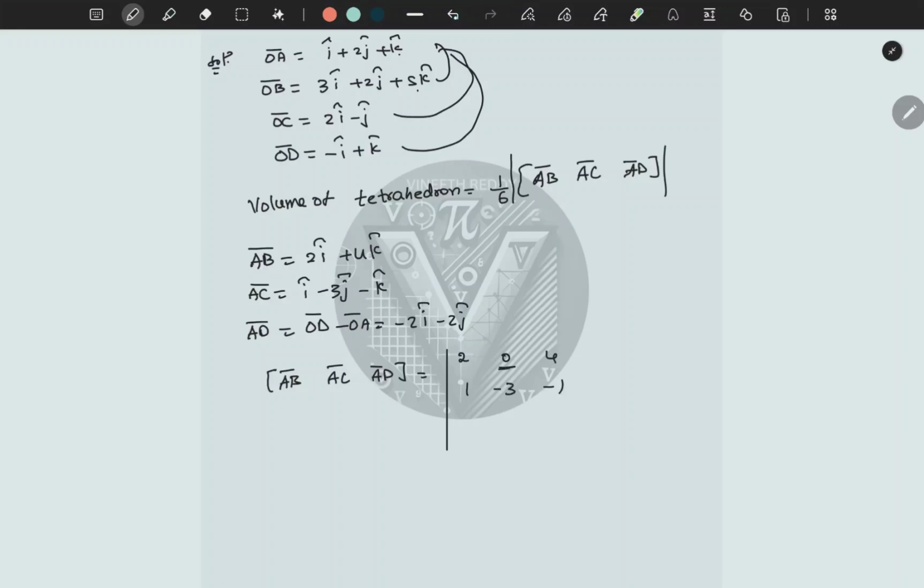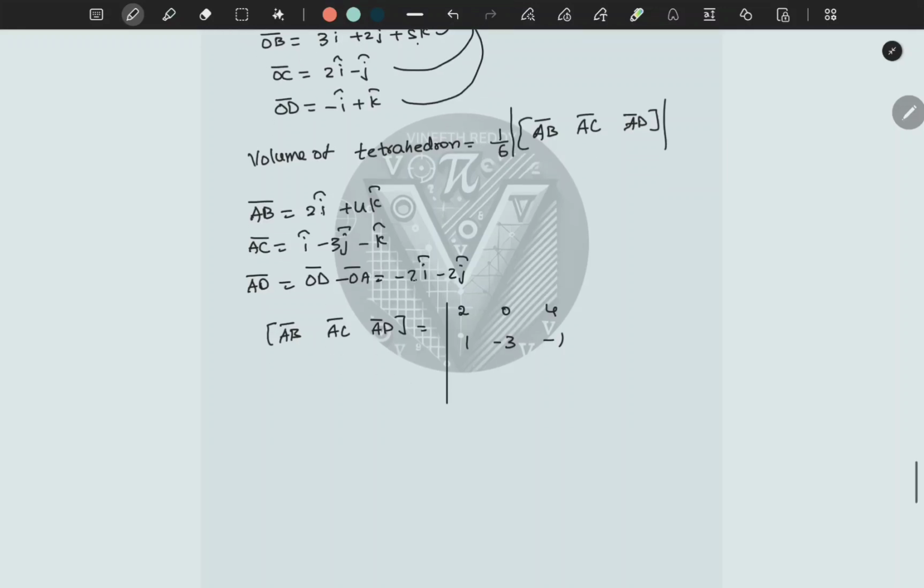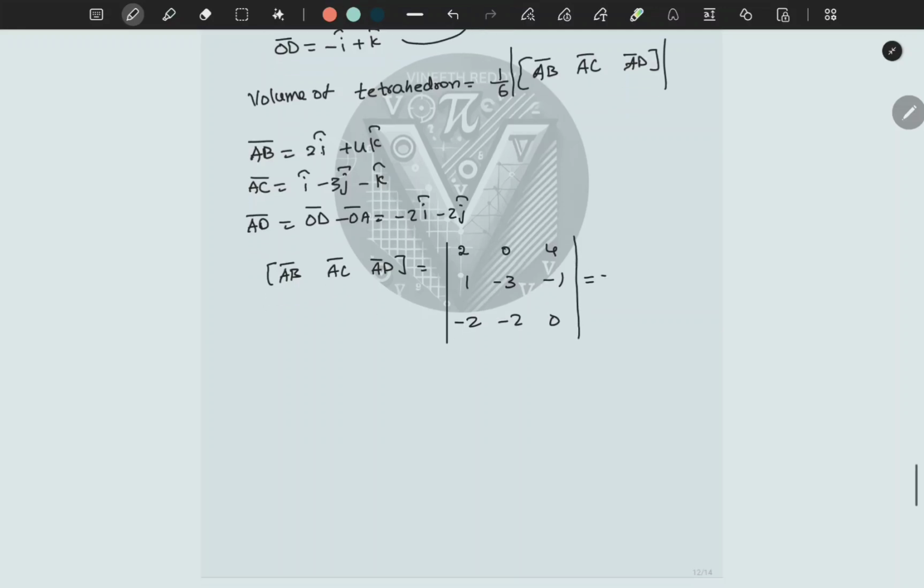Why is 0 written here? Because we have 2i cap plus 0j cap plus 4k cap. Okay. Next last row will be minus 2, and 0. I hope you are with me. Now expand the determinant along the first row.